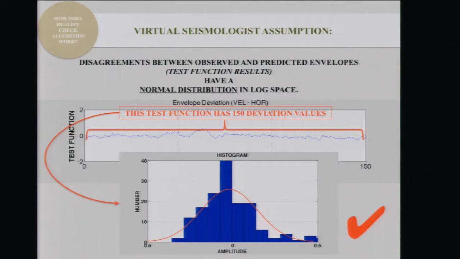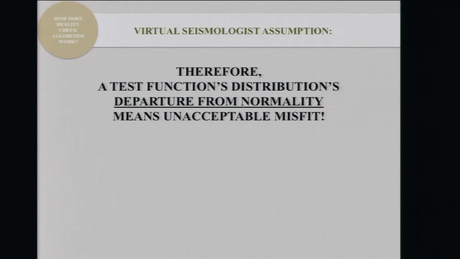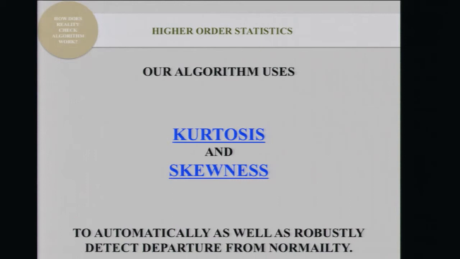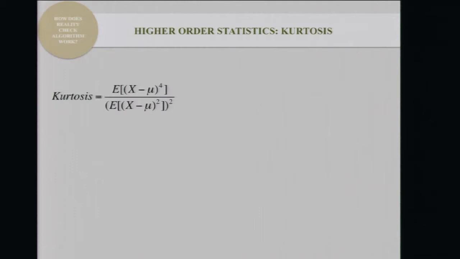We can make use of this assumption. If there is departure from normality, in other words, if there is too much disagreement between what we observe and what we think we observe, that could be a flag in our work to tell us that something is wrong, the data do not match. It is easy for a human being to detect an outlier in a normal distribution, or to detect once a distribution deviates from normality. But how do we make a computer do it robustly and automatically? We use two higher-order statistics functions, namely kurtosis and skewness. Kurtosis is defined as the fourth moment about the mean of a distribution, normalized using the variance of that distribution.